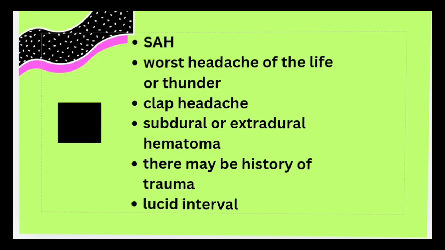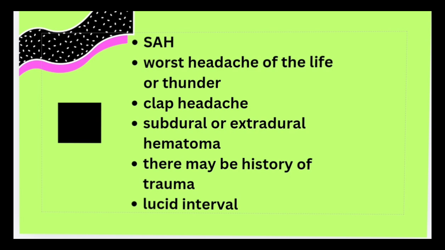In subdural or extradural hematoma, subdural hematoma usually occurs in the older age group. The initial injury which has caused it can be trivial or the patient might not remember it, while in extradural hematoma, patients are youngsters and they remember the trauma. And in both of these, there is a lucid interval. It means that the patient becomes confused and then becomes all right and then again becomes confused. So fluctuating consciousness is the hallmark of subdural and extradural hematoma.